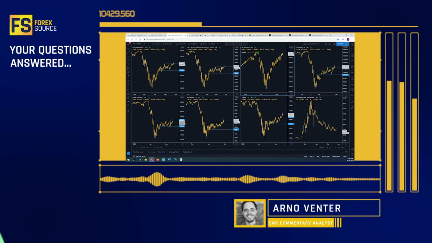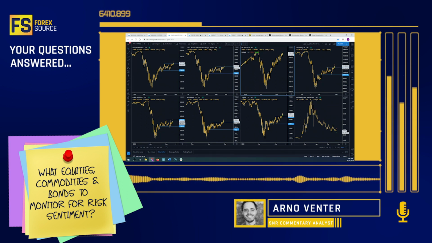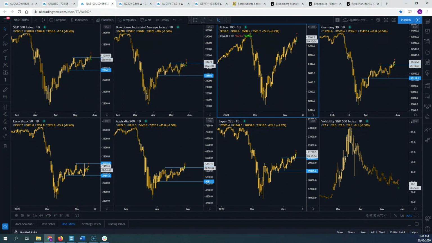Just quickly following up with a question from Asanka asking what equities, commodities, and bond yields do we use to do our intermarket analysis? Now, if we just quickly take a look at our TradingView charts, Asanka, for the equities, we normally use the three. For these charts, it's mostly the futures markets, which is also important to note.